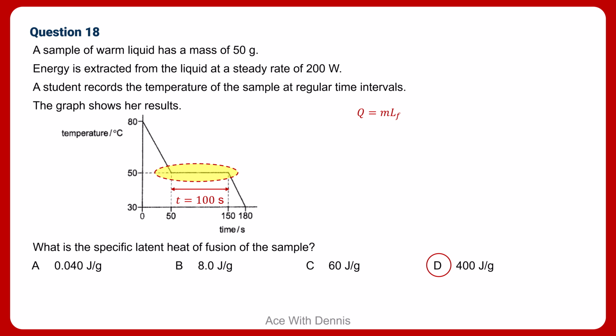Now applying the specific latent heat of fusion formula, Q equals m L_F. The Q is the power times the time. So P t equals m L_F. We substitute the values: the power is 200 watts and the time is 100 seconds, equals the mass of the liquid, 50 grams, multiplied by L_F. Hence, the specific latent heat of fusion L_F equals 200 times 100 over 50, and we get 400 joules per gram.